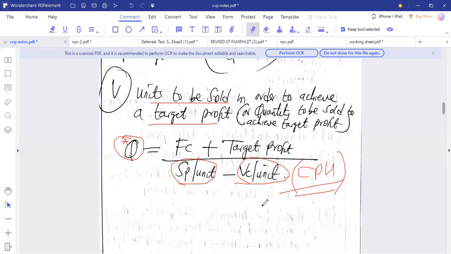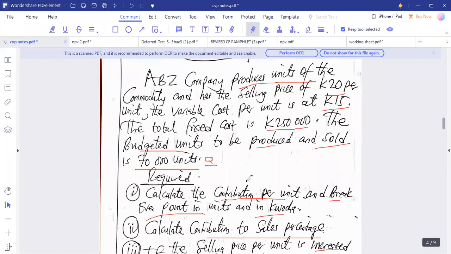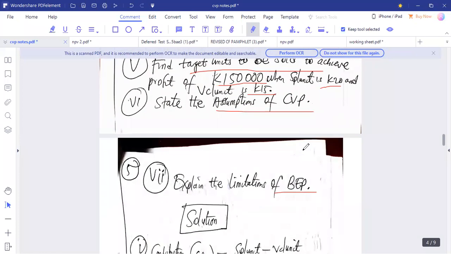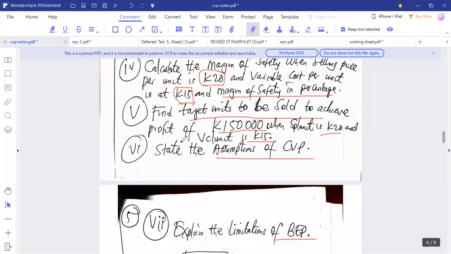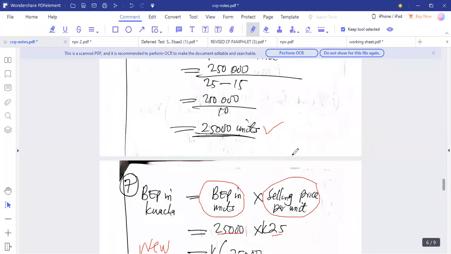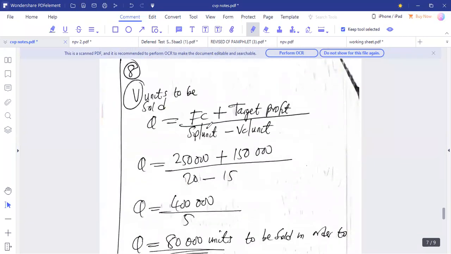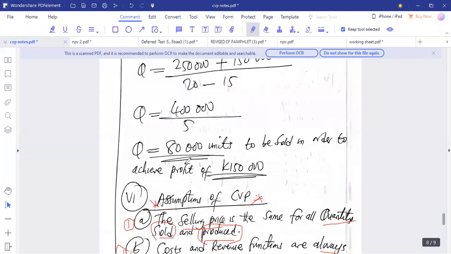Now we get to the question. The target units to be sold to achieve a profit of 150,000. Our Q here is going to be fixed cost plus the target profit, over the selling price per unit minus the variable cost per unit. So we're adding and subtracting here. On top, we are getting 400,000 divided by 5. We are getting 80,000 units. These are units to be sold in order to achieve a profit of 150,000.